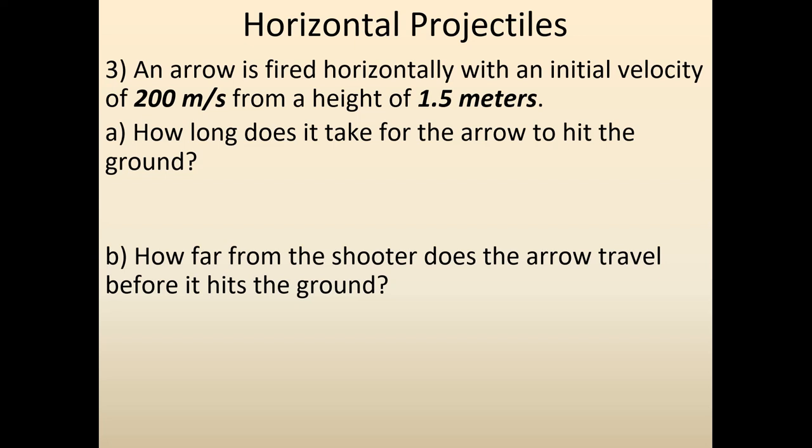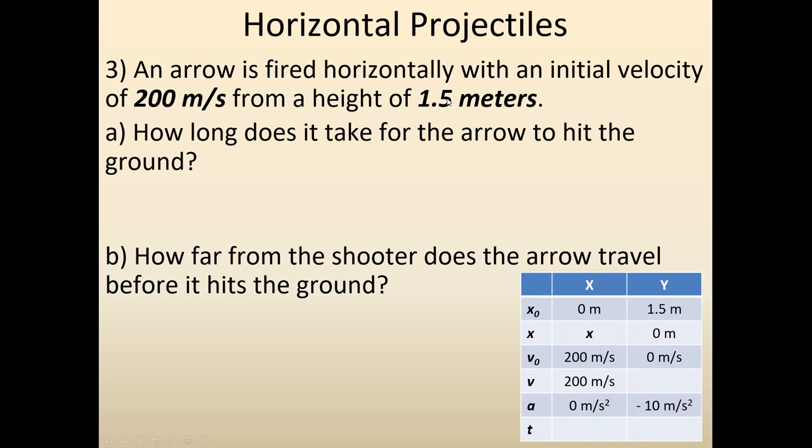All right, so for this one, like I said, we want to set up a chart. Again, as we fill it out, we want to constantly ask ourselves, what information do I know, and is it X or Y? So for example, this initial velocity is going to go in the X direction because it's being shot horizontally, and this height is going to go in the vertical direction. So my chart should end up looking like this.